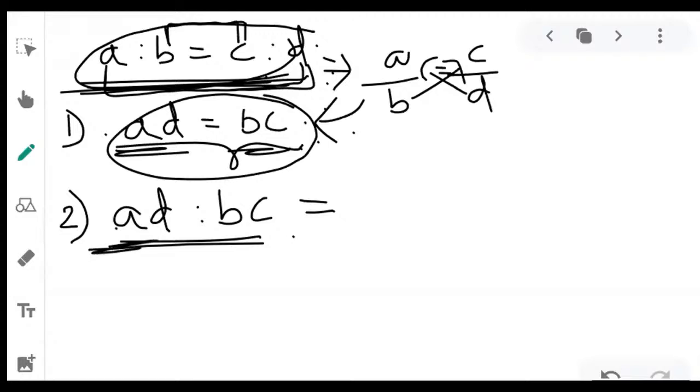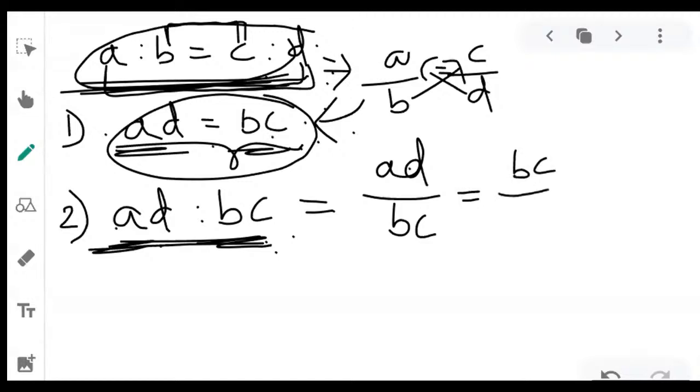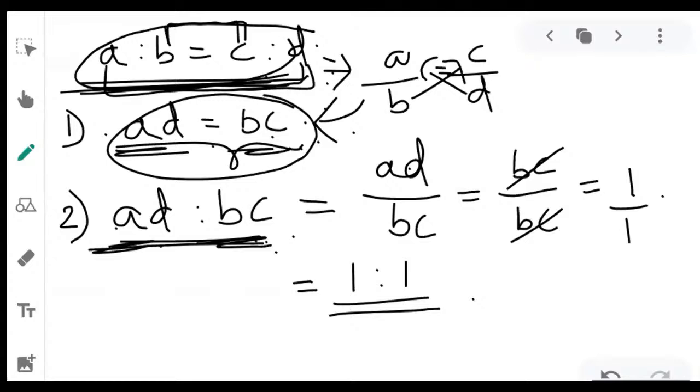Then what is the ratio of AD is to BC? What can I write this as? AD by BC, right? In AD by BC, what is AD equal to? BC again, right? So, it's both the same. So, that is equal to 1 by 1. So, AD is to BC is equal to 1 is to 1. Can I say that? Bhavani, does it make sense? Yes, ma'am.